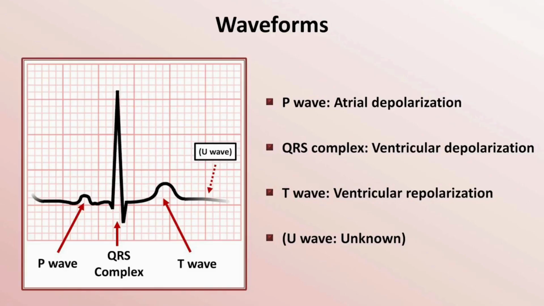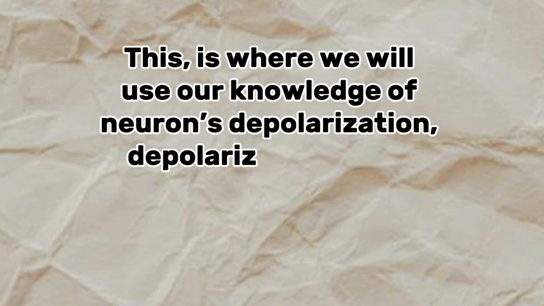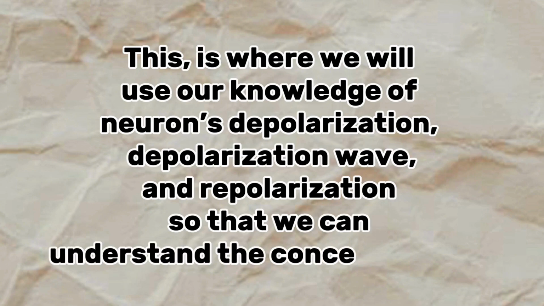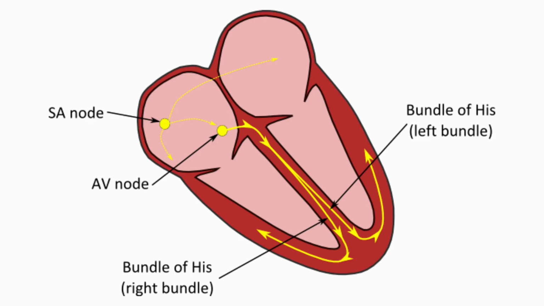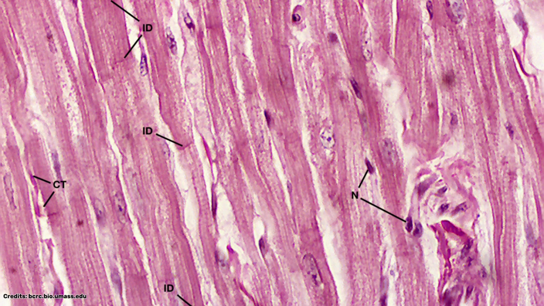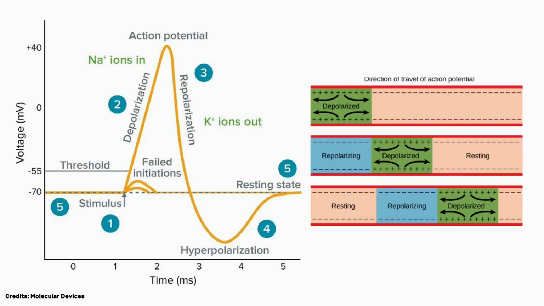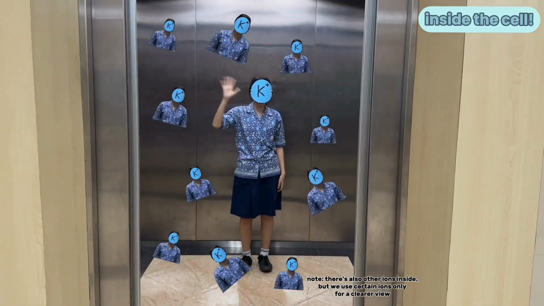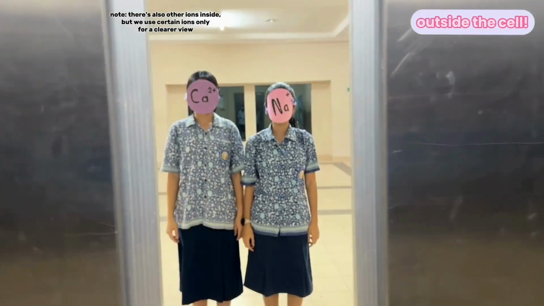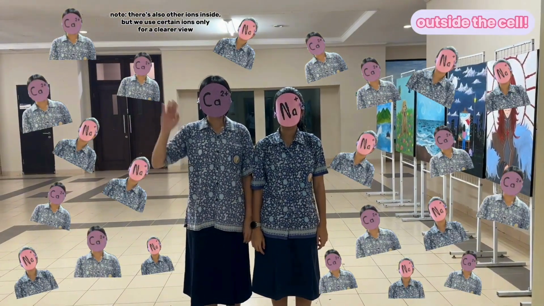But how are these ECG waves created? This is where we will use our knowledge of neuron depolarization, the wave, and repolarization so that we can understand the concept better. In the SA node, there are a lot of neuron-like cardiac muscle cells, which is why we can portray them resembling how we portray the depolarization wave and repolarization in neurons. Firstly, potassium ions are normally concentrated inside the cell, and sodium, also calcium ions, outside the cell. But don't worry about that, because we're going to discuss it later.